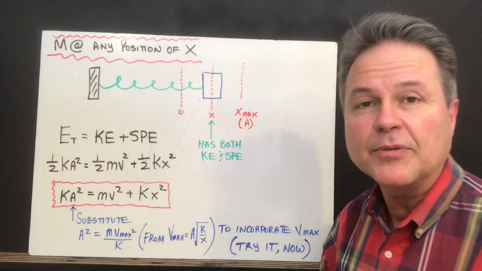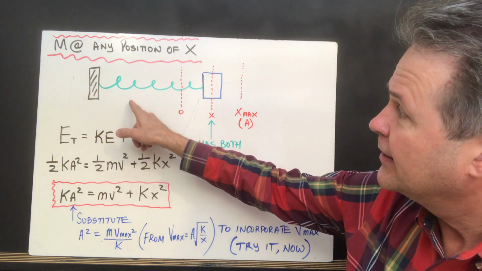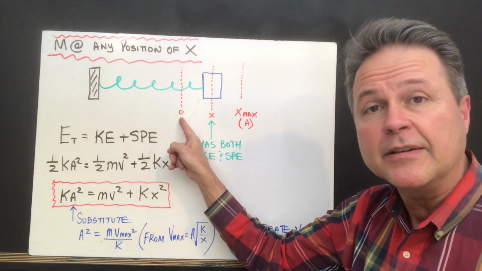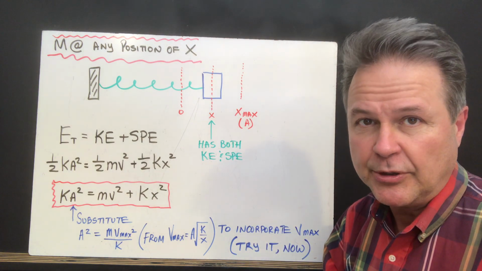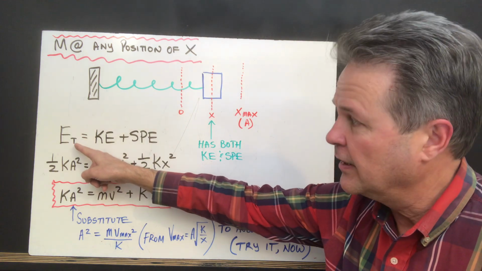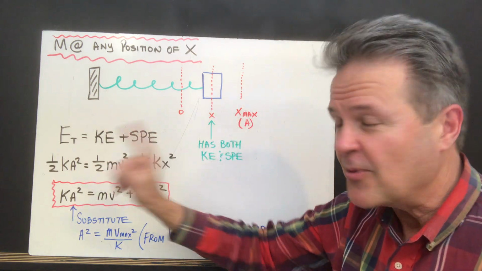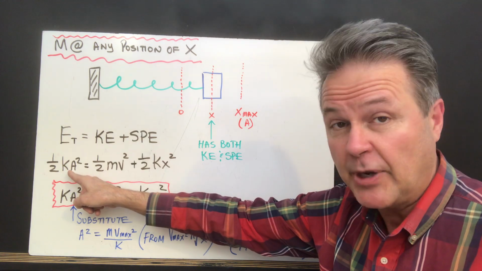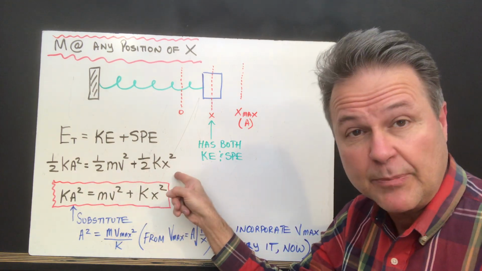Okay, so how about the mass at any position? So this is the exciting formula. What we have is the spring which is stretched, and the stretch is somewhere between the equilibrium point and the maximum value of x, or the amplitude. So we're going to set up the conservation of energy formula. The energy of the spring is a combination of kinetic and spring energy. And we know earlier that the total energy depends on the maximum stretch, or compression, A. So 1/2 kA squared is equal to the kinetic energy and the spring potential energy.